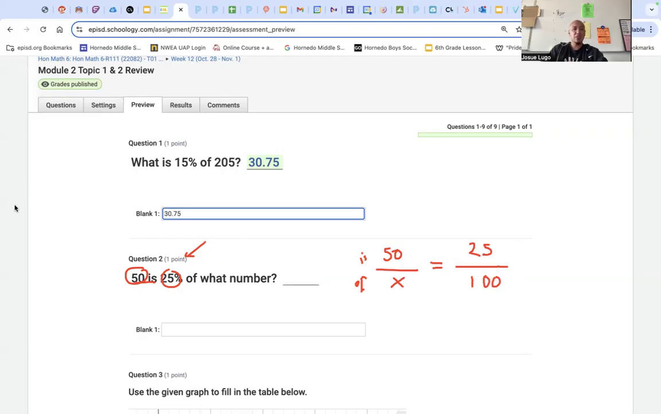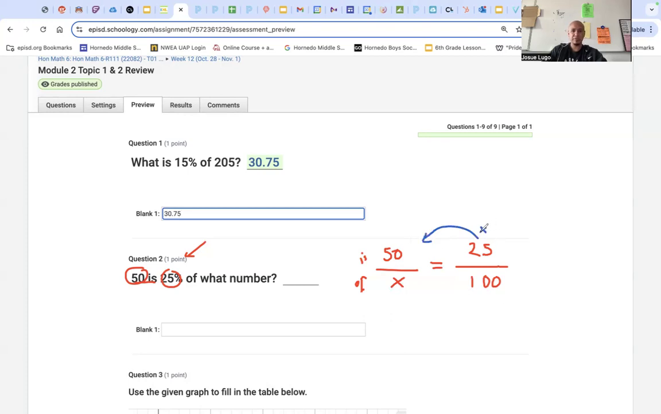Let's go ahead. Now, you could cross multiply and divide. 50 times 100 divided by 25, you could do that. However, ladies and gentlemen, as easy as that would be, I'm not going to do that because this is one of those problems that you can easily solve just by scaling it upward. 25 times what will give me 50?